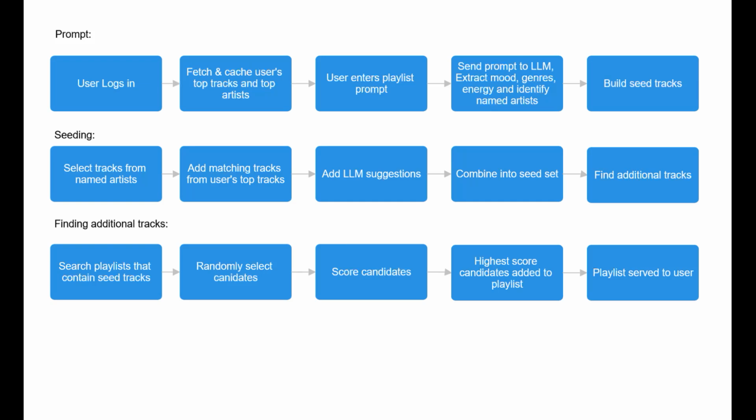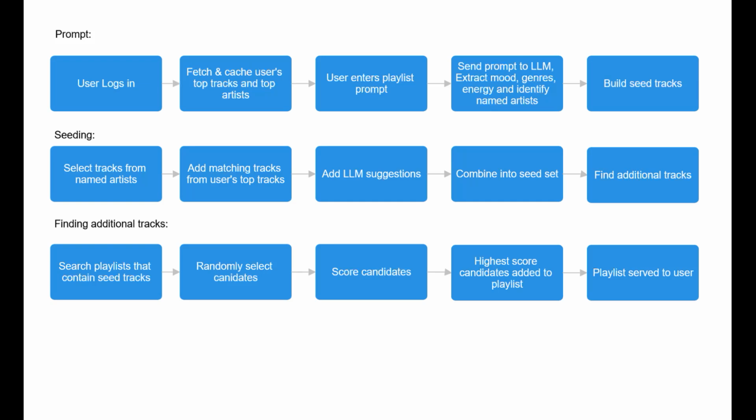The playlist generation algorithm starts working as soon as the user logs in and goes to the dashboard. We pull the user's top tracks and artists and temporarily store them before the user even prompts the AI. Once the user prompts for a playlist, the magic happens. The prompt hits the OpenAI LLM, and the mood, genres, energy, and specific artists are resolved from the prompt.